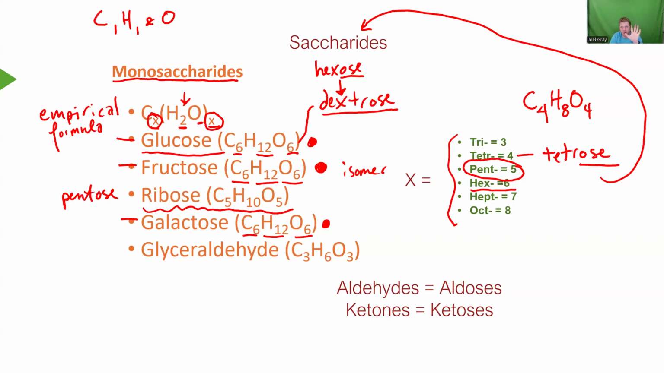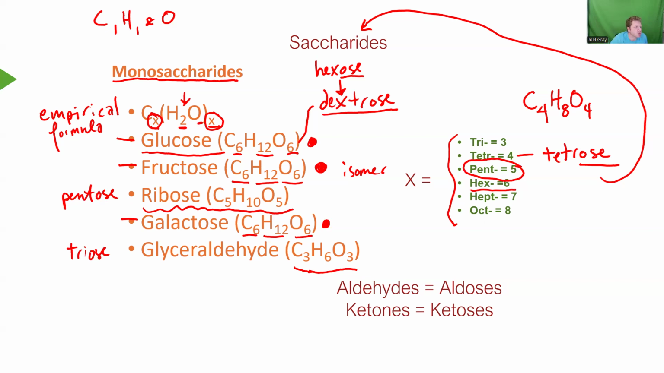It has five carbons, that OSE suffix, so pentose. Our last one has a little bit of a different name, glyceraldehyde. This is three carbons, so C3H6O3. And this would be an example of a triose. Okay, so our molecules, they can vary quite a bit.